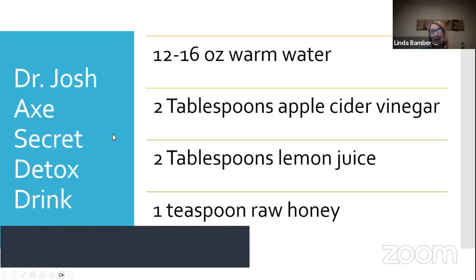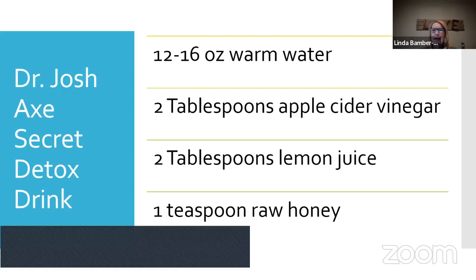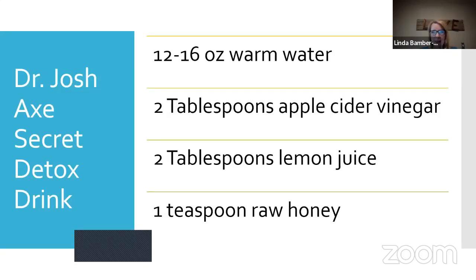So I had fun with this one. Dr. Josh Axe has this as a secret detox drink. Yet for some reason, my mother has drunk this for the last 60 years. This was her go-to. Every morning she'd get up and have hot water and 2 tablespoons of apple cider vinegar. Sometimes the lemon juice wasn't fresh, but she had lemon juice in the refrigerator. We lived out in the country in the middle of nowhere. And then we did have raw honey. So Dr. Axe is saying this is a secret, but it's the biggest unsecret that there is.